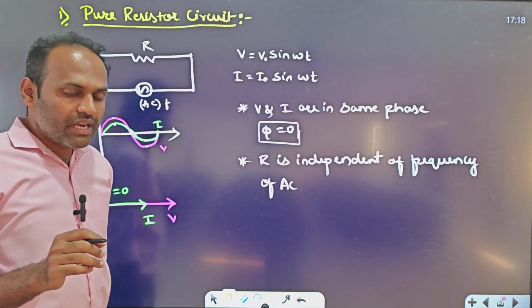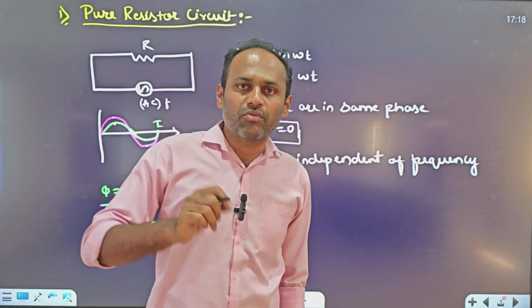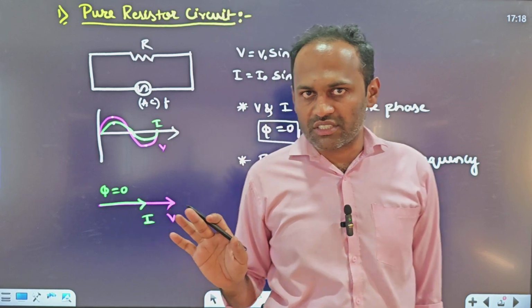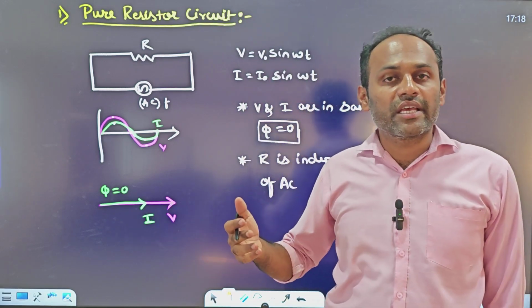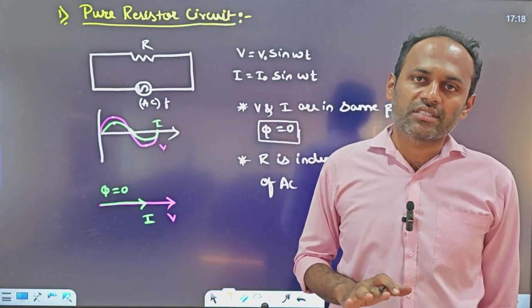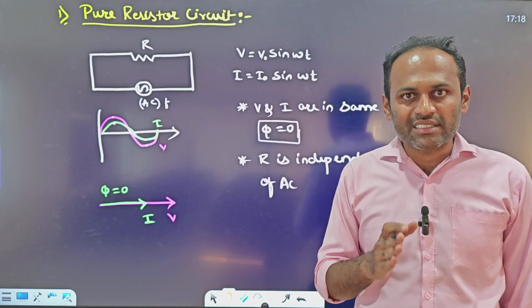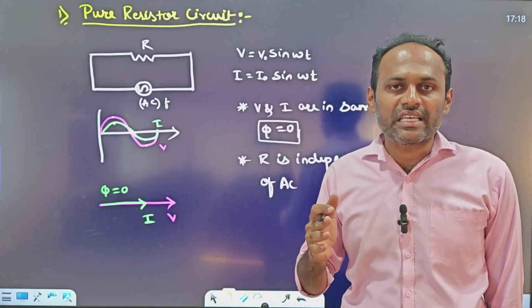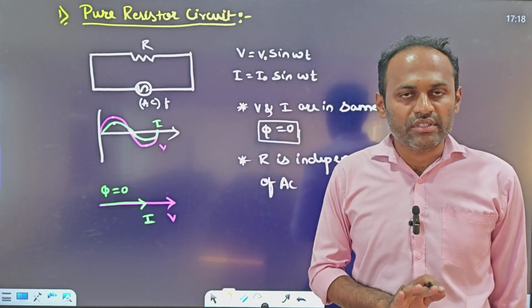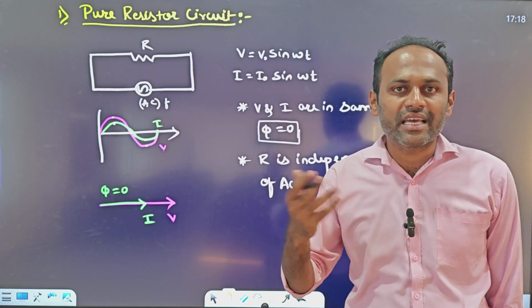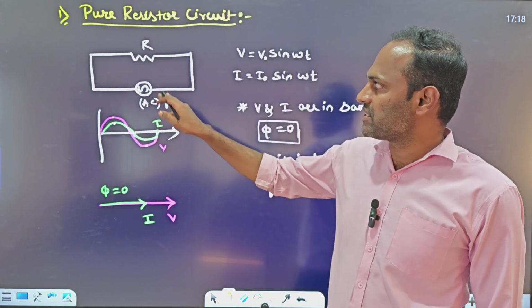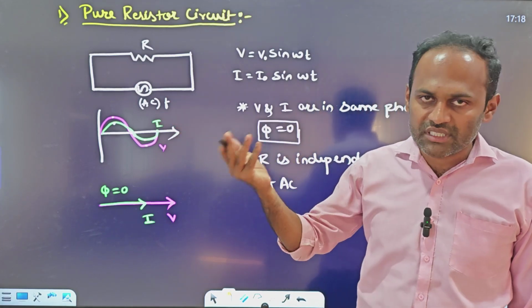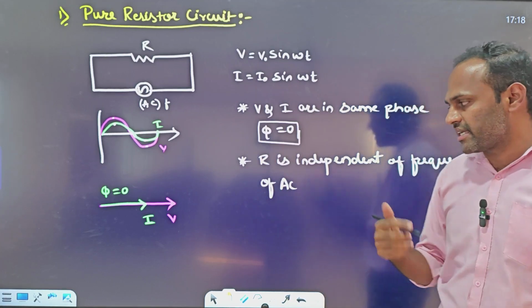So if the AC frequency increases or decreases, it will not affect the resistor. It will make a difference in the inductor circuit as well as the capacitor circuit, because inductive reactance XL and capacitive reactance XC depend on frequency. So by varying frequency, XL and XC will vary, but R will not vary, right? We'll see how that happens in inductor as well as capacitor circuits.